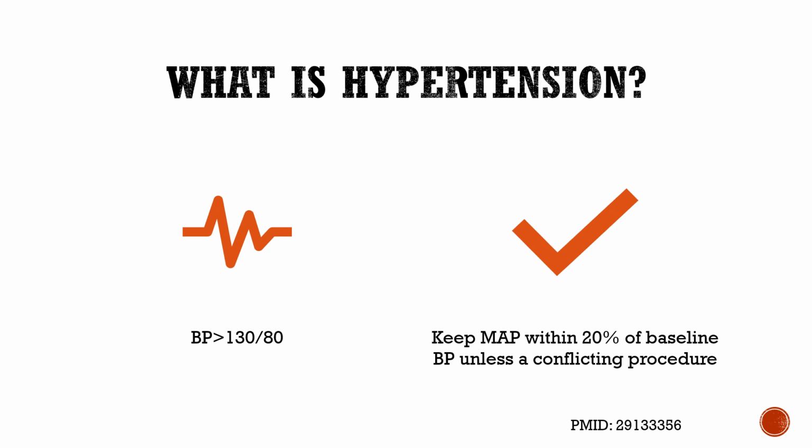So what is hypertension or high blood pressure? Again, classically it is defined as blood pressure more than 130 over 80. It is important for us to remember that we need to keep mean arterial pressure within 20% of baseline, unless there is a conflicting reason not to do so, such as, for example, intracranial surgery or major cardiovascular surgery.